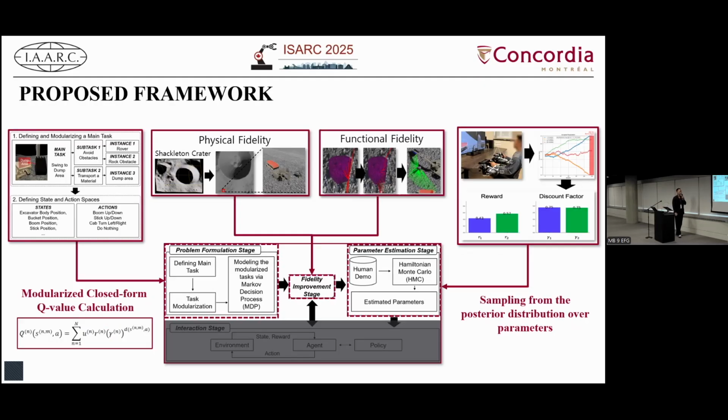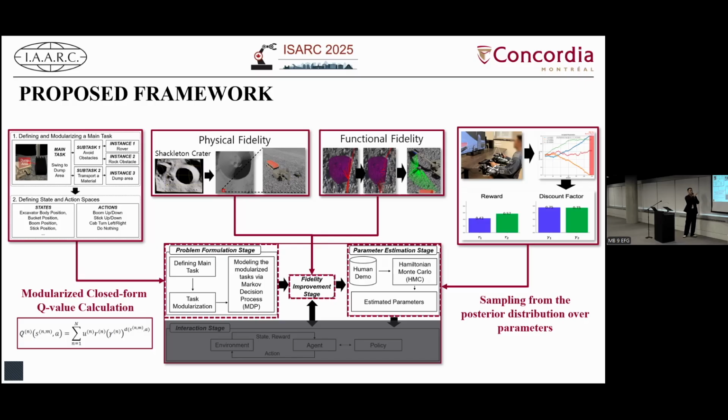This slide shows the proposed framework's overview. To explain this, let's assume that we have an excavator robot, and we want the excavator robot to reach the designated dump area with a shorter path while avoiding moving objects or fixed objects. Then the first step will be task modularization.